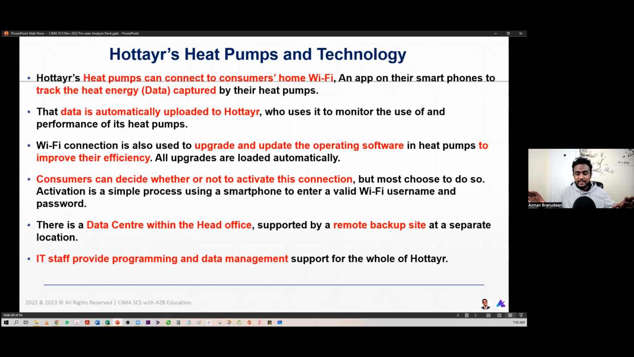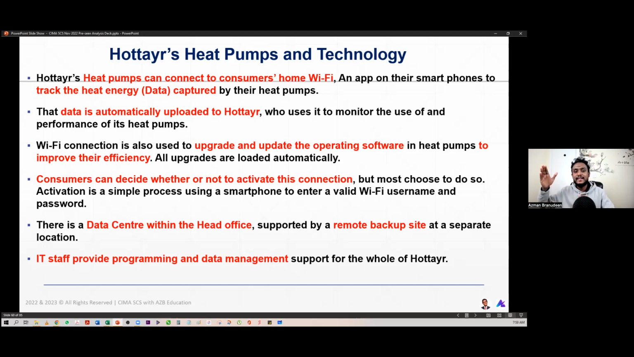And the heat pump itself is connected to the consumer's Wi-Fi. And the Wi-Fi connection is connected to the internet service provider, whoever is providing services. So you're basically connected to the grid. That's a perfect situation for cyber risk. And add to this a mobile phone application in the smartphone that can connect to and track this data.